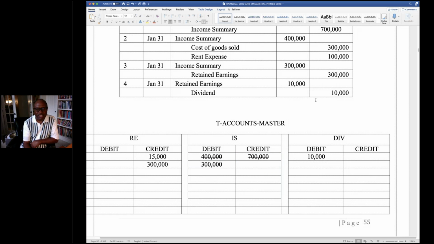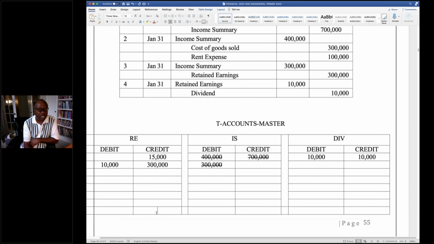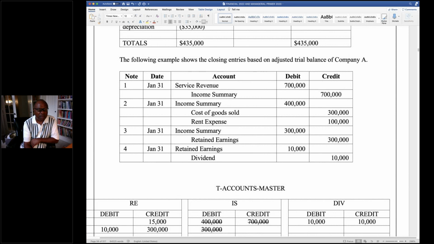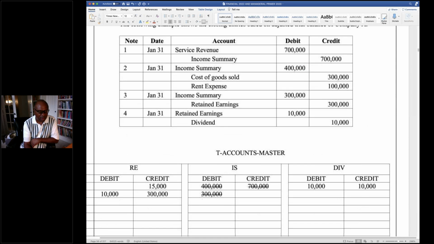Then we're going to post this last one. We'll get to it in a second. We're going to close out the dividend account. And we're going to debit retained earnings now for 10,000. Because we've got to get 10,000 in the T account. We've got to move from 15 to the appropriate amount. So the amount in this T account is going to be 305.